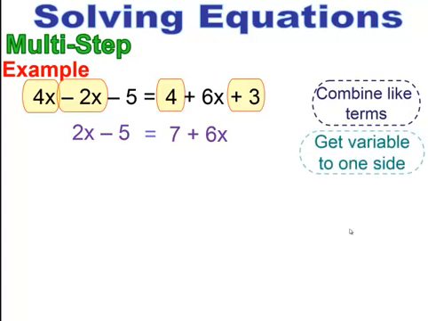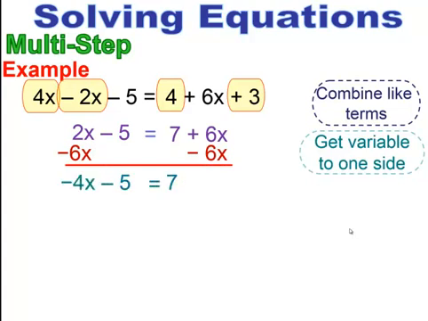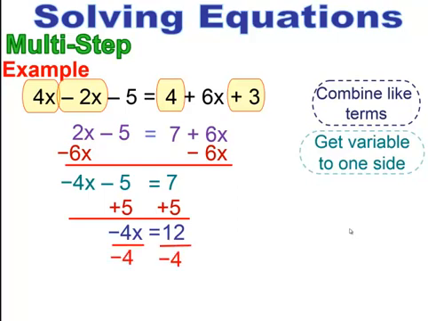I chose, in this case, to move the 6x over to the 2x. And because it's plus 6x, I need to subtract 6x from both sides. Now I'm left with a negative 4x minus 5 equals 7. And now you have a two-step equation. You're going to undo that minus by adding 5 to both sides, and then you're going to deal with what's attached. You have a negative 4x equals 12. You need to divide through by a negative 4. The opposite of multiplication is division, and you're left with x equals a negative 3.